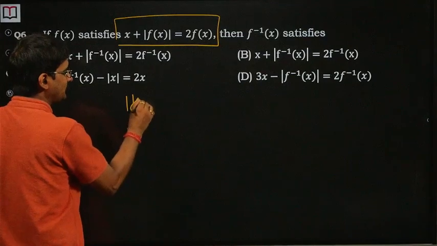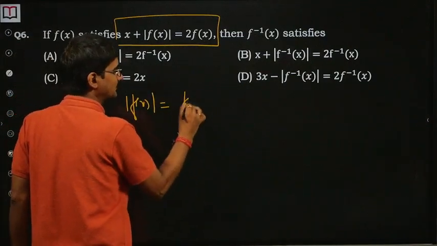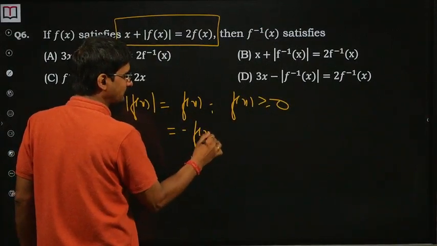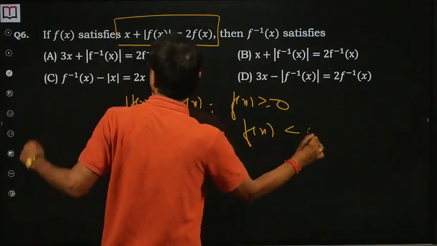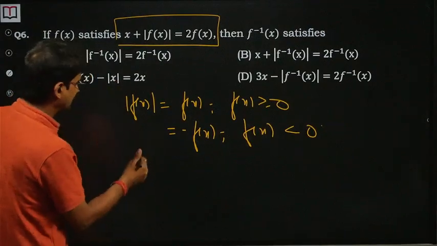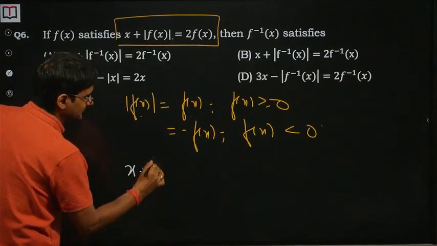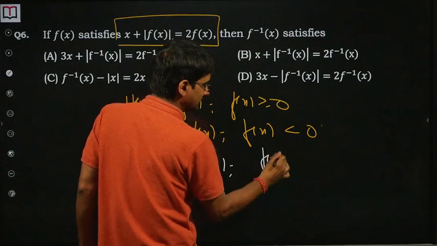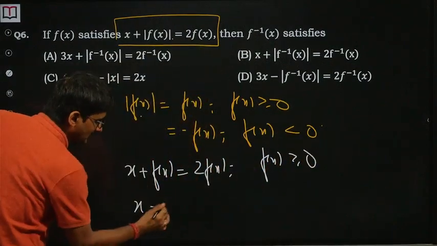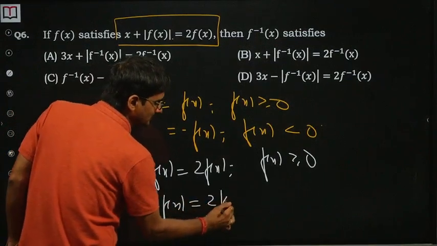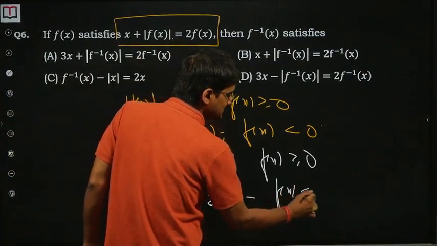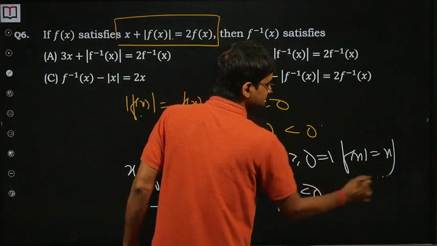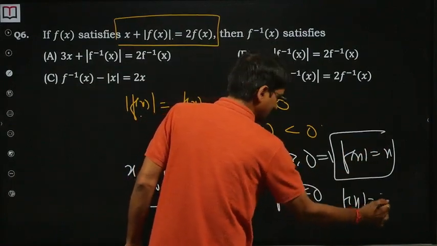Of course, mod of f of x is equal to f of x when f of x is greater than or equal to 0, and minus f of x when f of x is less than 0. So if I put this value here, it's x plus f of x equals 2 times f of x when f of x is greater than or equal to 0, and this is x minus f of x is equal to 2 times f of x when f of x is less than 0. So this actually gives us f of x is equal to x and f of x is equal to x by 3.